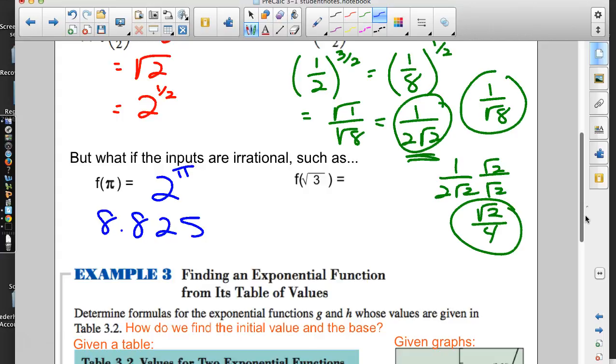Square root of 3. Can you raise the number to the square root of 3 power? Same type of thing. I'm going to plug it in the calculator and let the calculator deal with it. So 2 to the square root of 3 is 3.322.